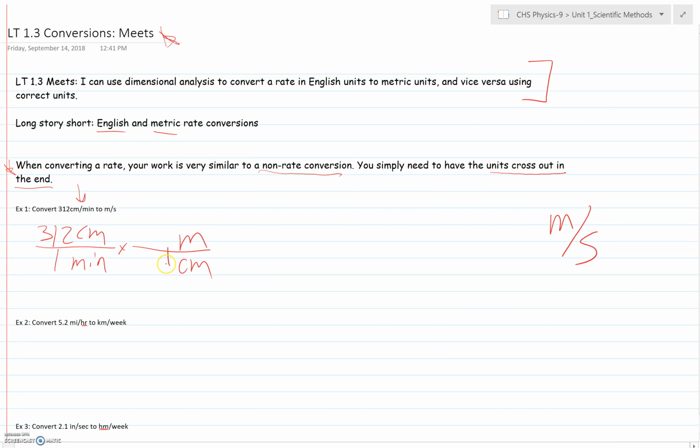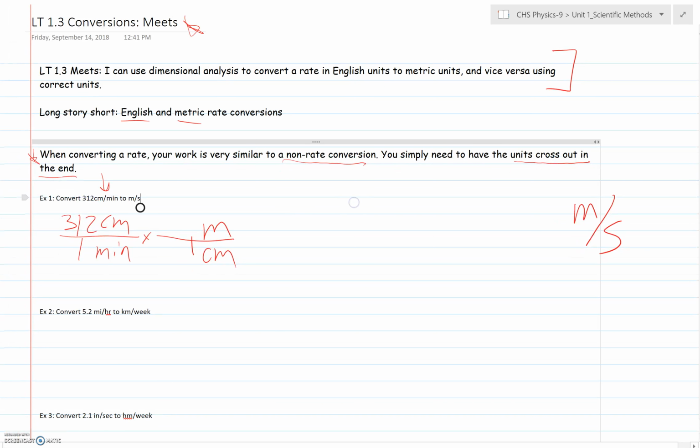Prefix always gets the 1. Oops. Prefix always gets the 1 here. Fix that. Prefix always gets the 1, and then centi is 10 to the negative 2. Then I'm gonna come back to this whole negative business at the end, but I know that I need to switch that. Then I've got minutes.